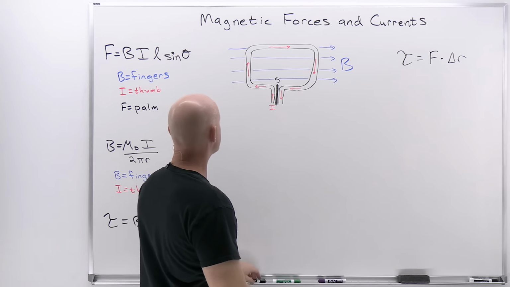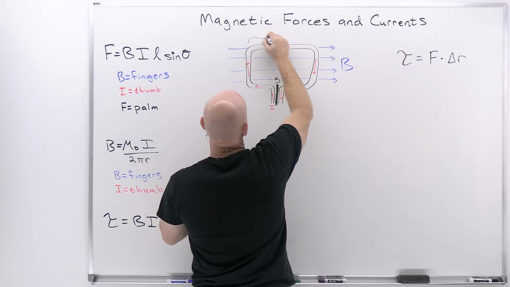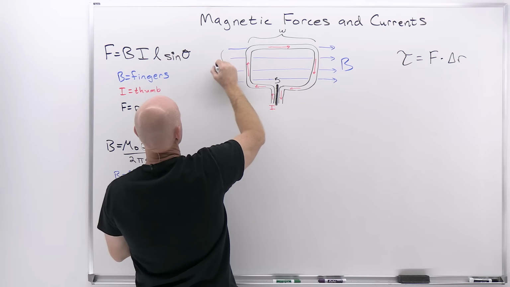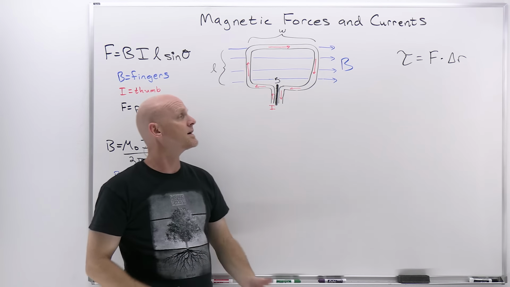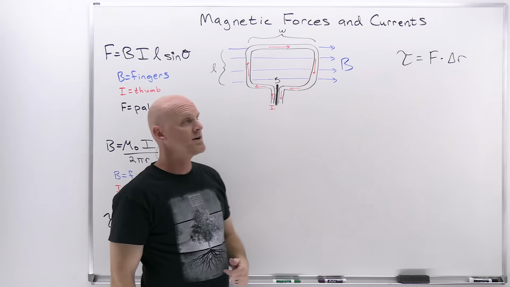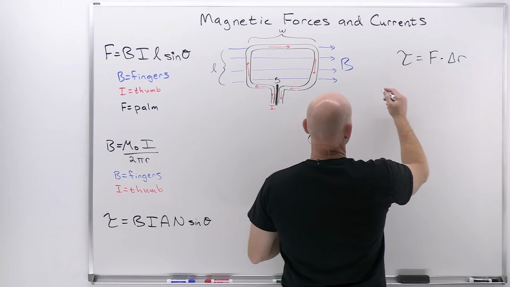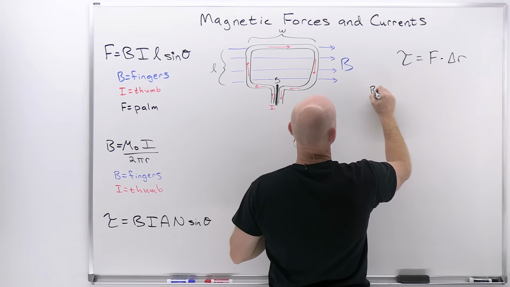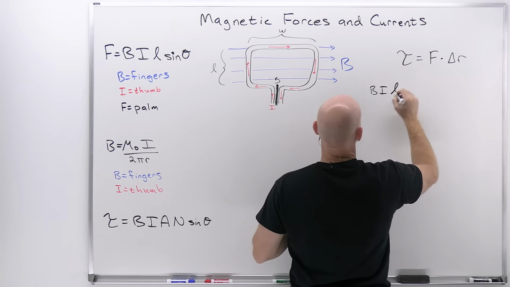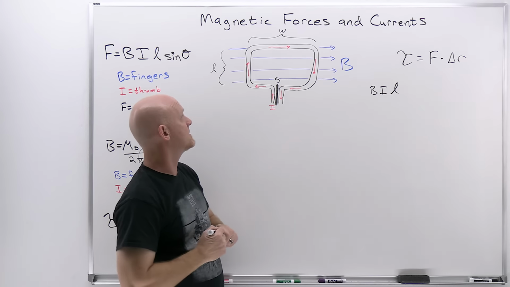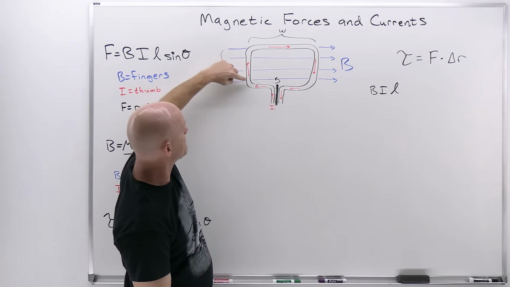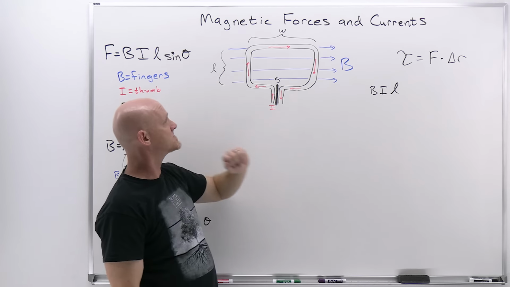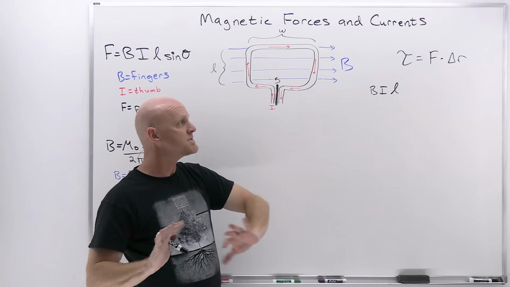Now we want to define a couple of things here. Let's say we make this dimension right here our width, and we'll make this dimension right here our length. Then we want to do some plugging and chugging for our torque here. If we look at the contributions to the torque, we have the force, which in this case is going to again be BIL sine theta. I'm going to leave sine theta out for a second. For this part right here, the magnetic field and the current are 90 degrees apart, and sine of 90 is 1, and so it just falls out in this particular example.